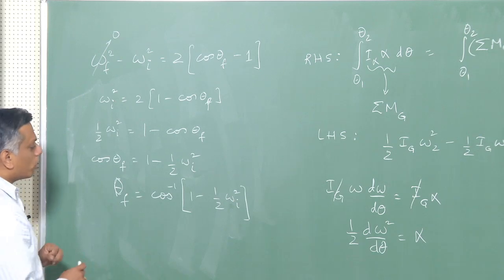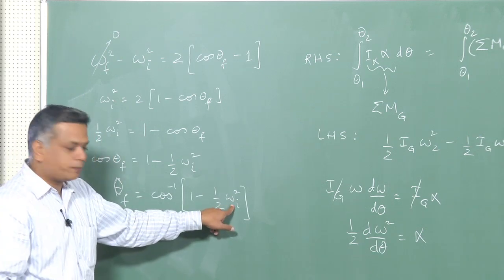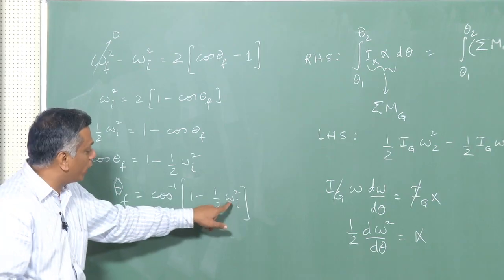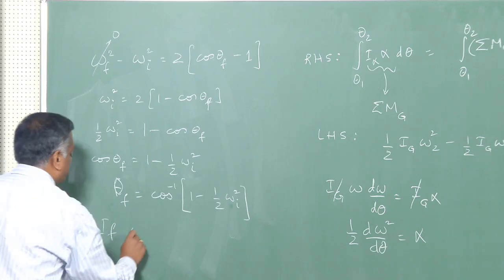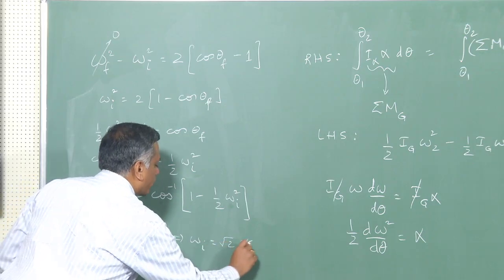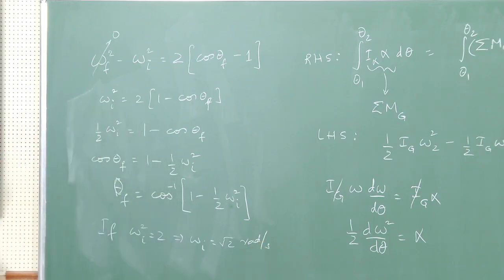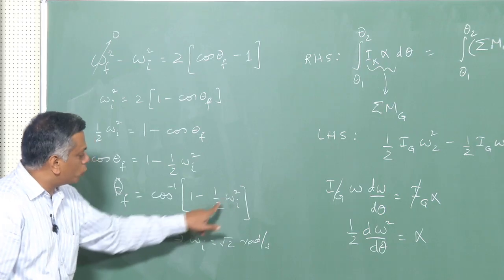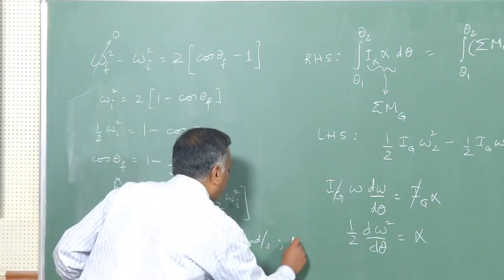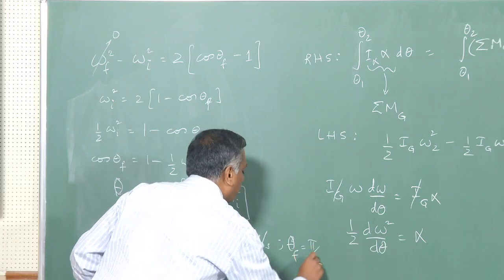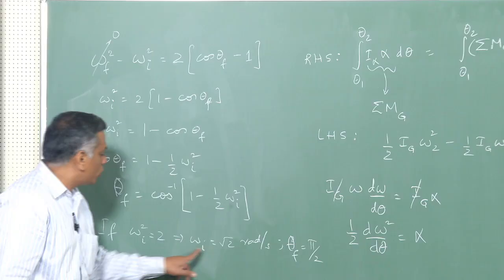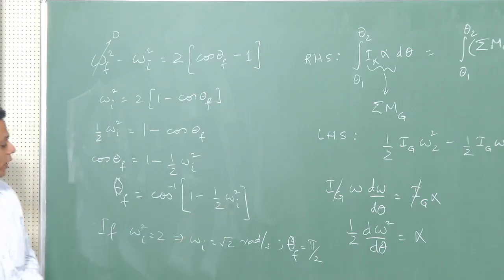So just to get at, if omega I squared is exactly 2, which implies omega I is square root 2 radians per second, then this becomes 1, 1 minus 1 is 0, and cosine inverse of 0 gives me theta f as pi over 2. So if omega I is square root of 2, that gives me theta f is pi over 2.